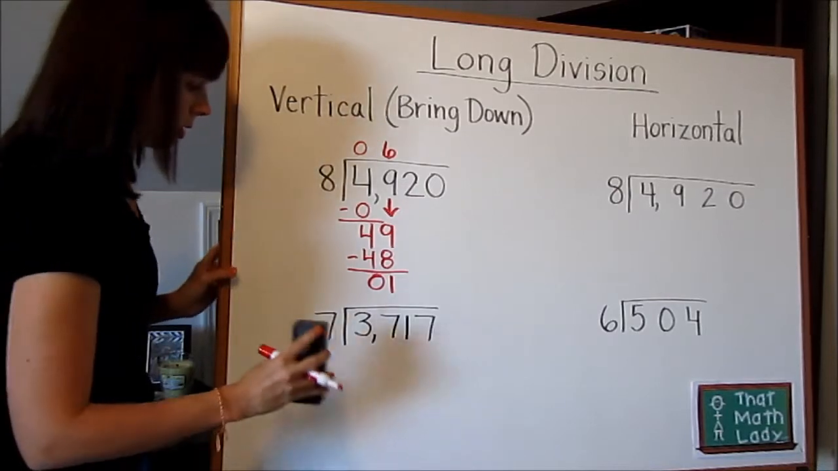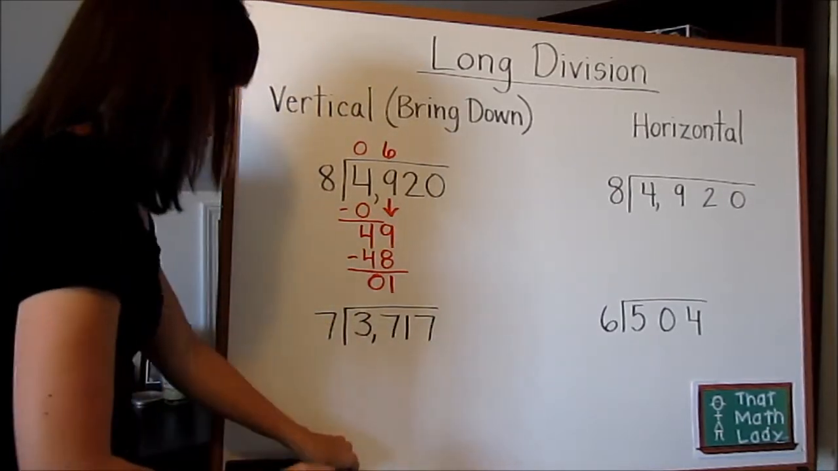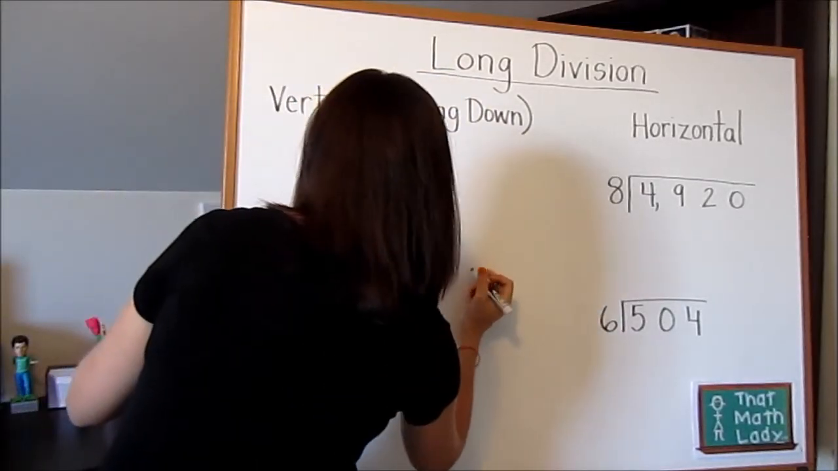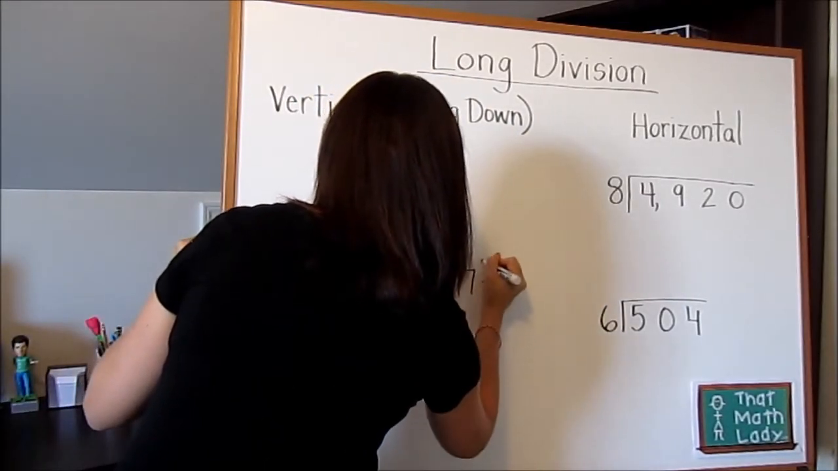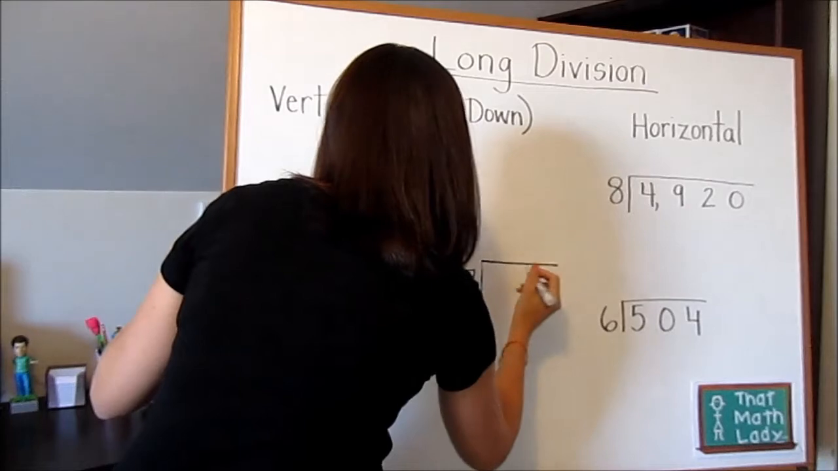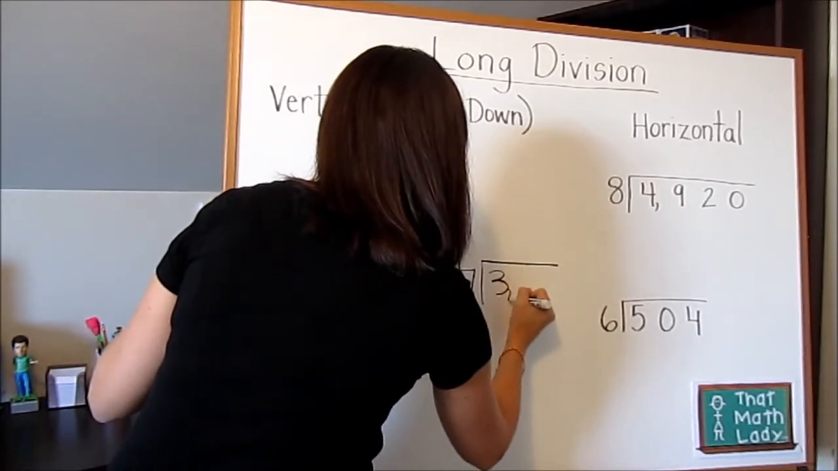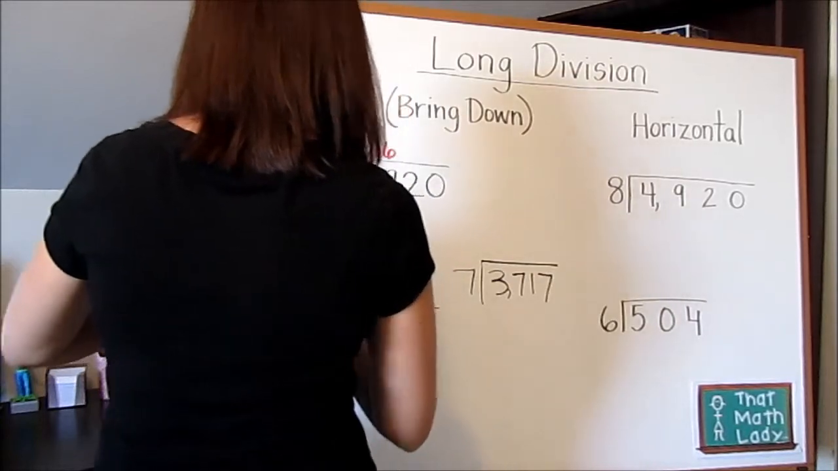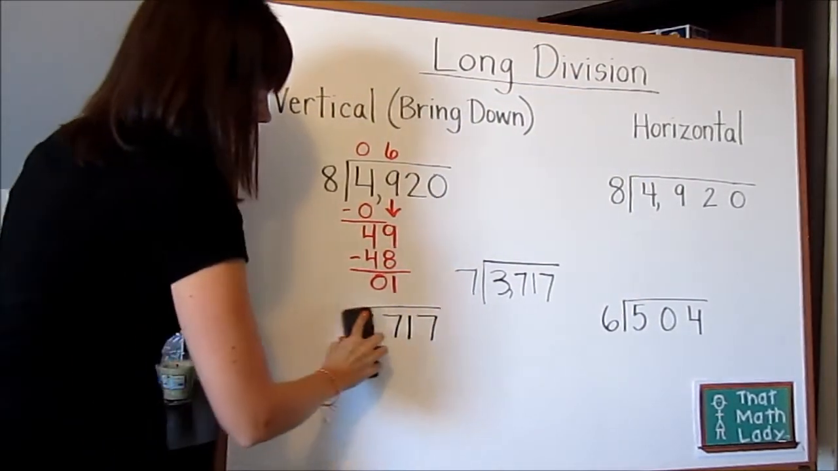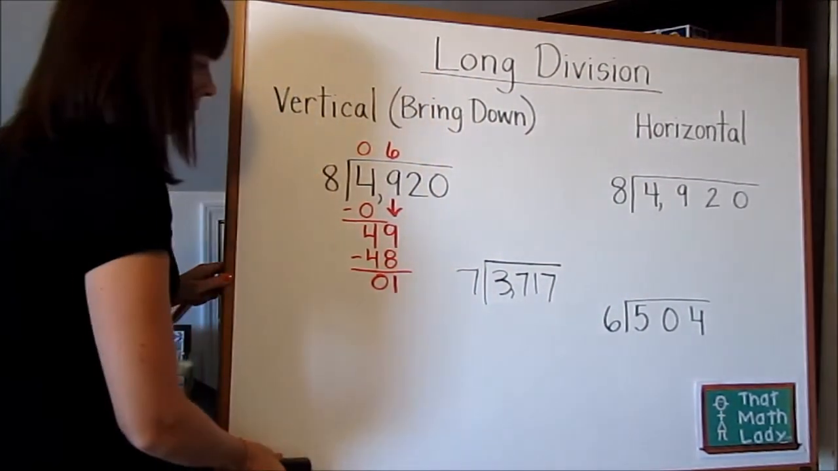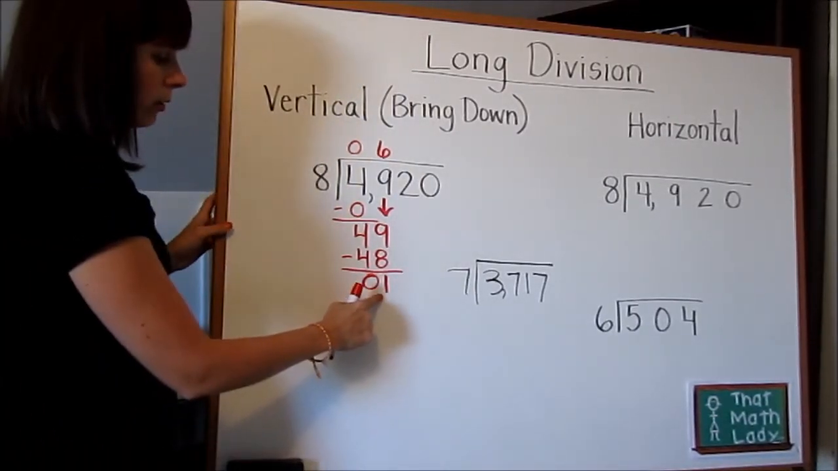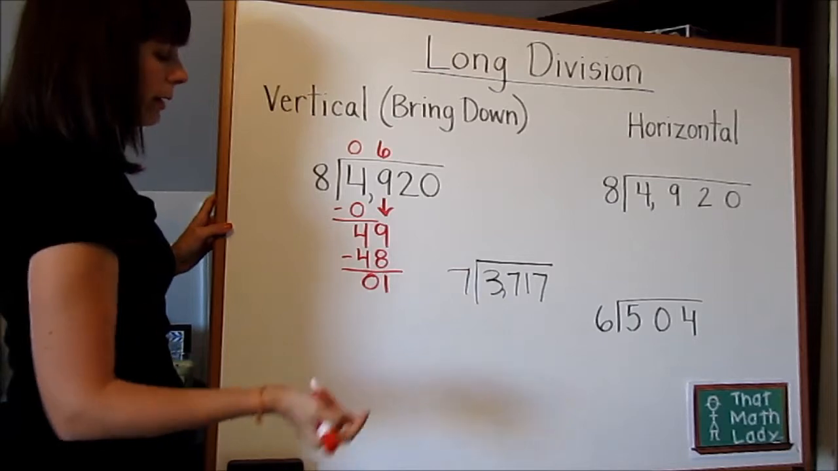In fact, I'm going to go ahead and rewrite this over here, so give myself plenty of room. Erase that. Alrighty. So I have a 1 down here, which is what was left from 49 minus 48.